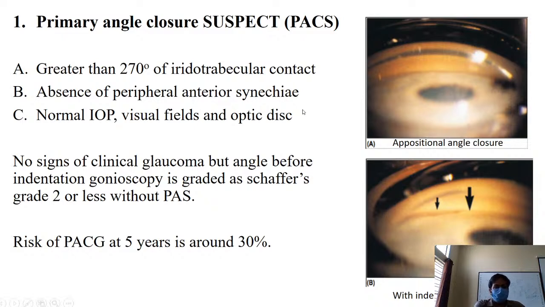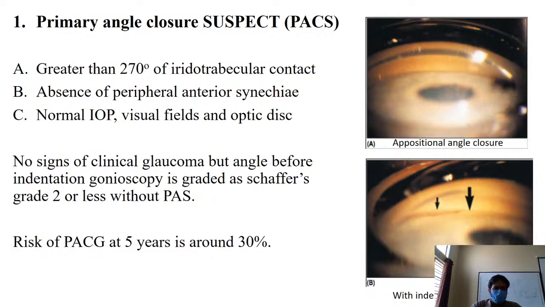In suspect, there is more than 270 degrees of iridotrabecular contact. What is iridotrabecular contact? It is nothing but, once you do gonioscopy, you see that in 270 degrees of the total, the angles are occludable. And there is absence of any peripheral anterior synechiae. There are no synechiae. The patient has normal IOP, visual field, and optic disc. So there are no signs of glaucoma, but the angles are occludable.